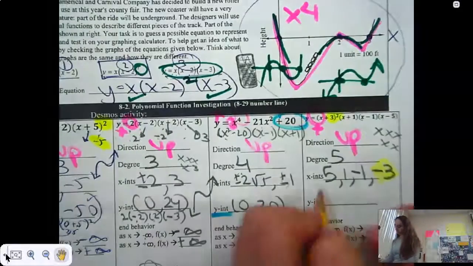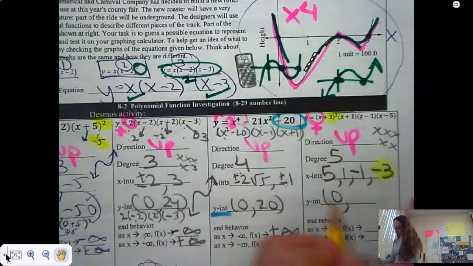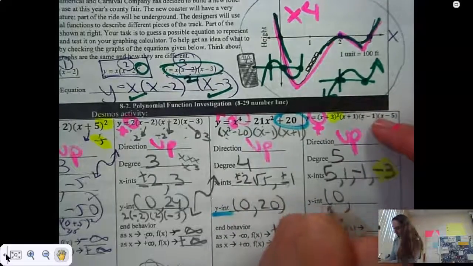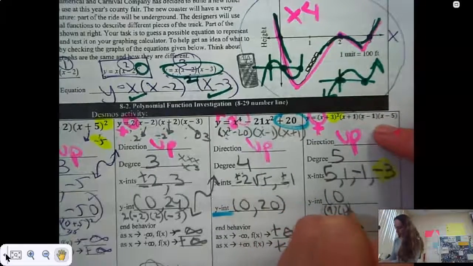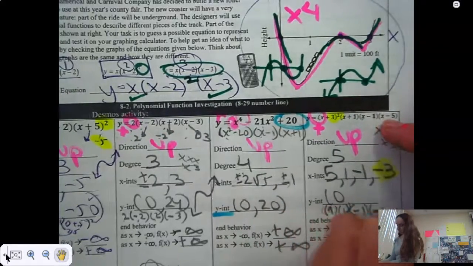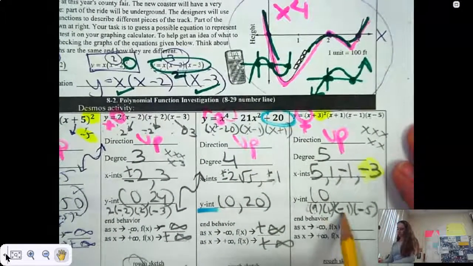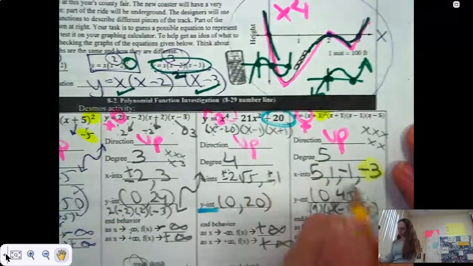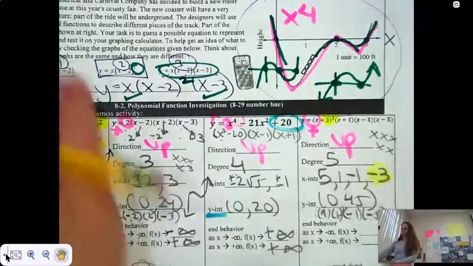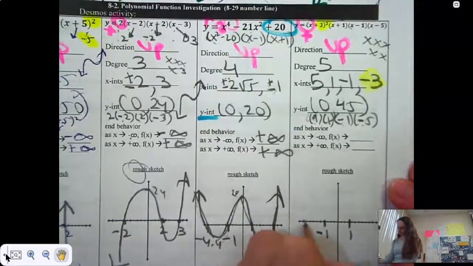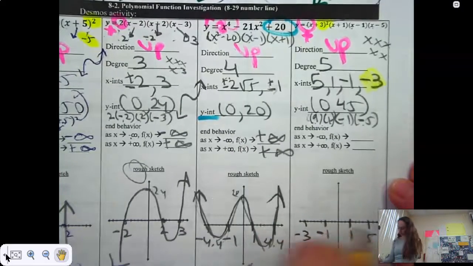The y-intercept means you plug in 0. So I'm going to go 0. 0 plus 3 squared is 9. 0 plus 1 is 1. 0 minus 1 is negative 1. 0 minus 5 is negative 5. If I'm going too fast, text me. It's fine. So that would be 45. Okay? So now, I know it's crossing at 1, negative 1, negative 3, and 5.